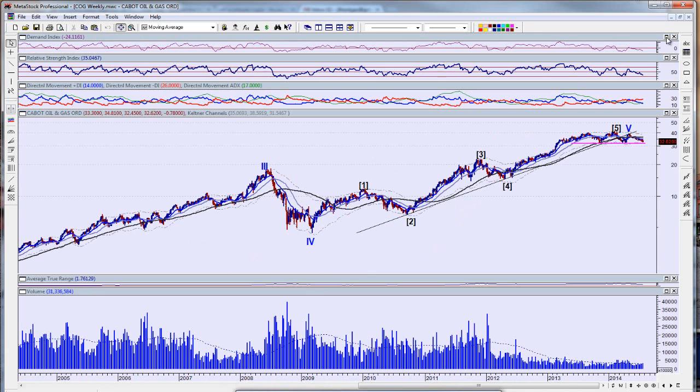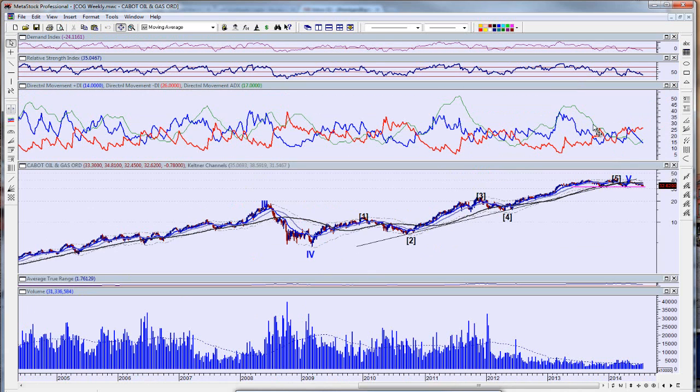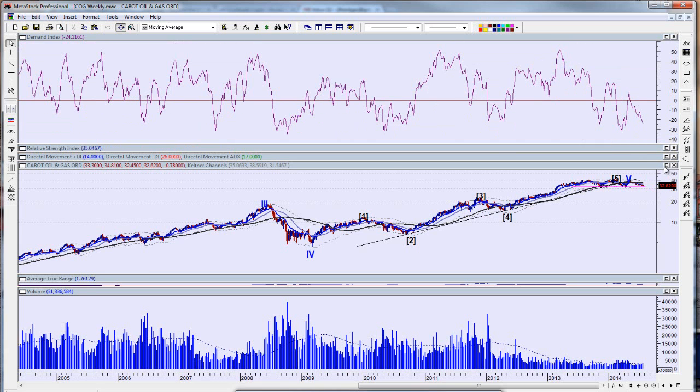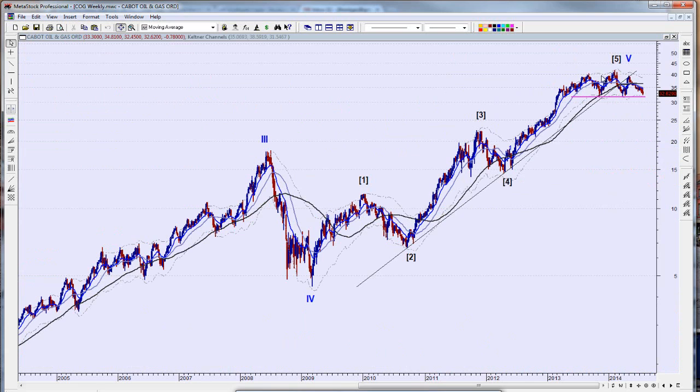Let me look at some indicators. Let's take a look at this real quick. Clearly, the DI plus, the blue, has diverged. The RSI is clearly diverging as we got near the top, and the same thing with the demand index. So the indicators are clearly telling us we're topping out up here at the end of the 5th wave. So this call looks right to me.